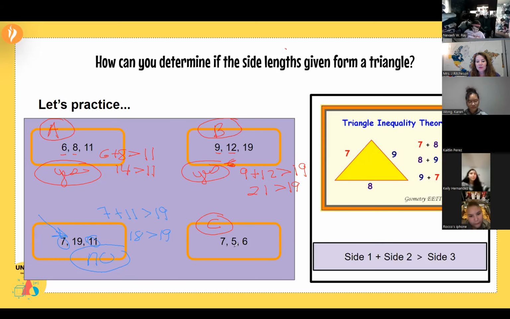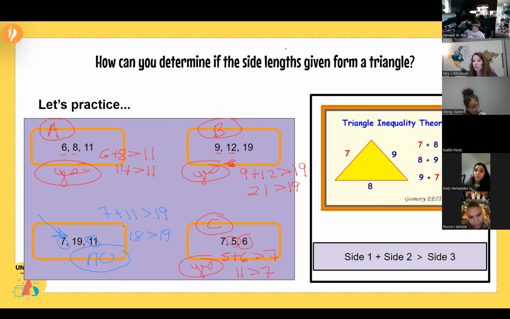And the same thing with the last one. So remember, it's the two smallest numbers. You add them together. 5 plus 6, is that greater than 7? Yes, because 11 is greater than 7. So the answer is yes. So actually the one we did together was the only no.